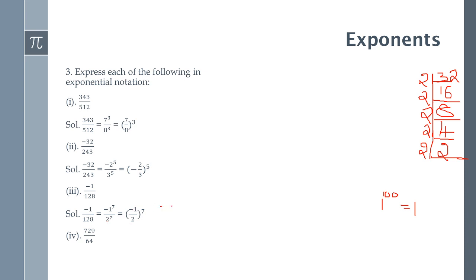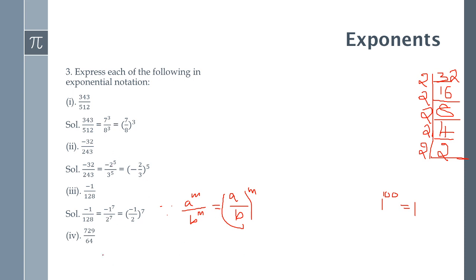I'll write the formula here. Since we have a to the power of m by b to the power of m, now see, the powers are the same. This can be written as a by b whole to the power of m. This is the method here, and this is how you get it for all of them.